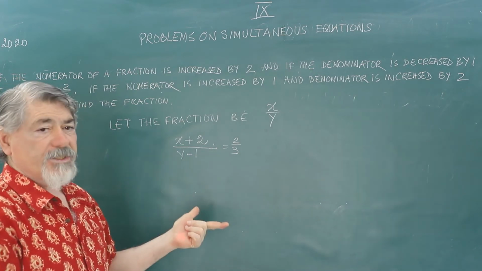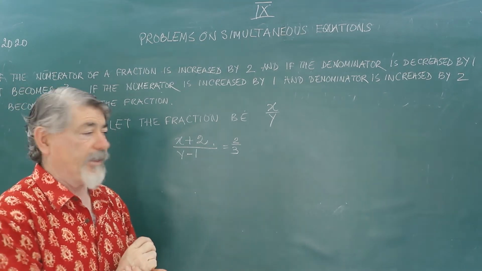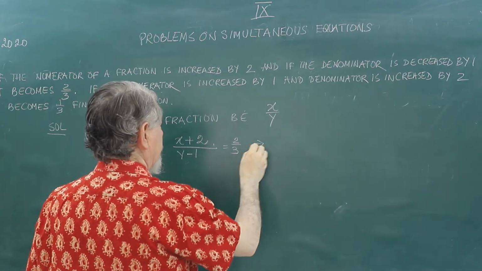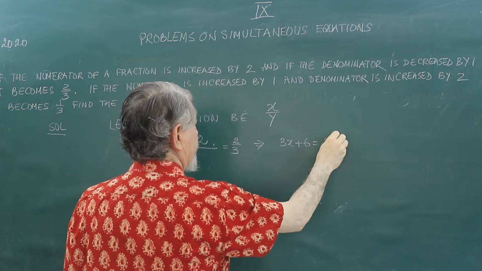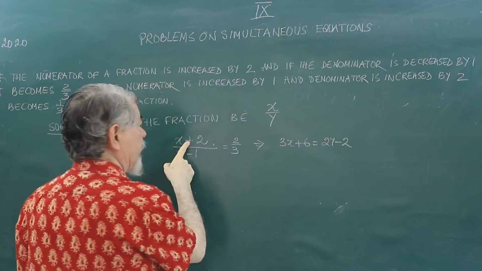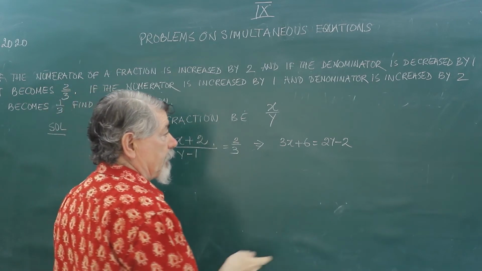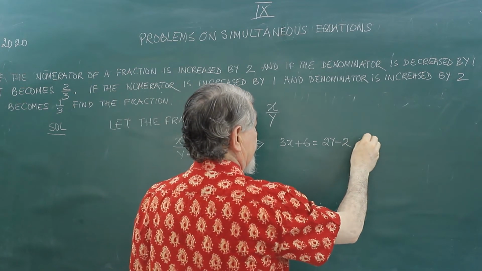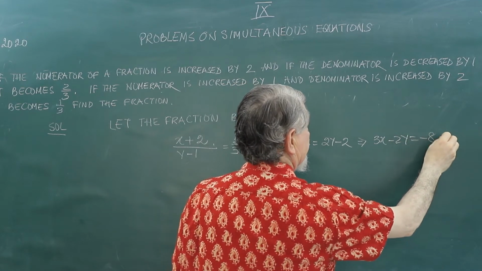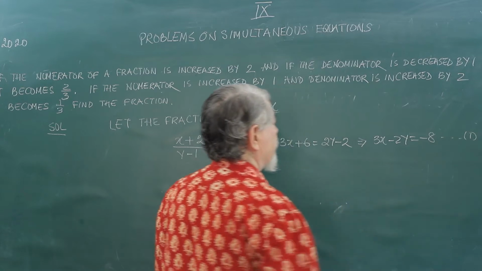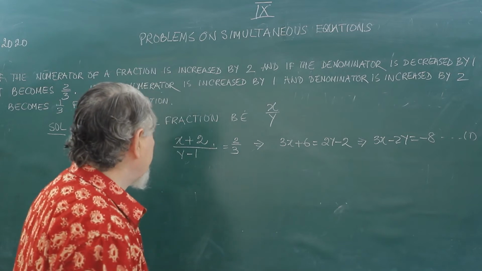So from the first condition, I get this kind of an equation which I am going to cross multiply and simplify. This will become 3x plus 6 equals 2y minus 2. 3 will multiply this side numerator, y minus 1 will multiply this side numerator. Bring x and y terms to the same side: 3x minus 2y is equal to minus 8. Let's name it equation 1. We brought x and y terms on one side. Constant terms were shifted to right hand side.